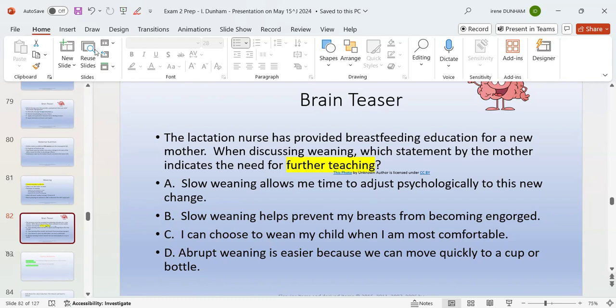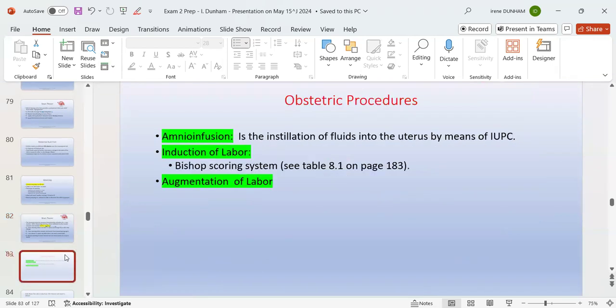I think D. Don't you think D needs further teaching? Yeah, that's what I said. D. Yeah, I do. I agree with you. See, I'm agreeing with you.